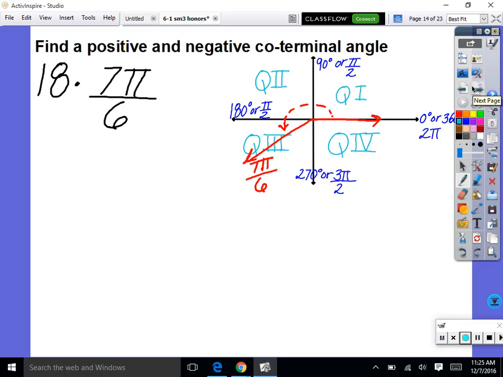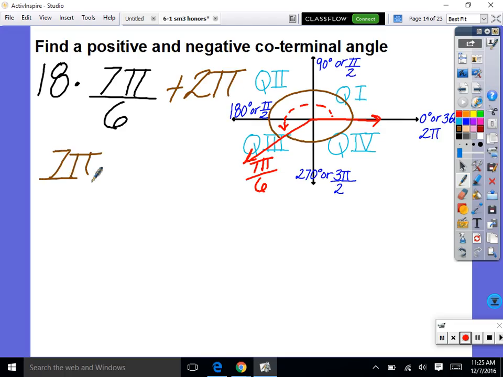It says find a positive and negative coterminal angle to 7 pi over 6. So think about it, guys. If this is 7 pi over 6, that's just a degree but in radians instead of degrees. If we need to end up in the same spot, can't we just take that and add 360 degrees? Good, we're just going to add 2 pi. Way to remember that: a full circle is adding 2 pi, so let's keep it in the same form. So a positive coterminal angle would be adding 2 pi, and then a negative would be subtracting 2 pi.